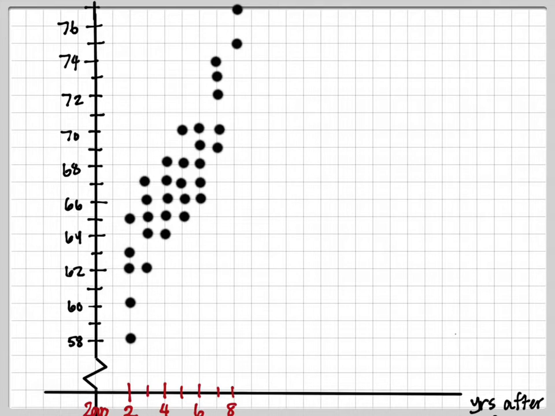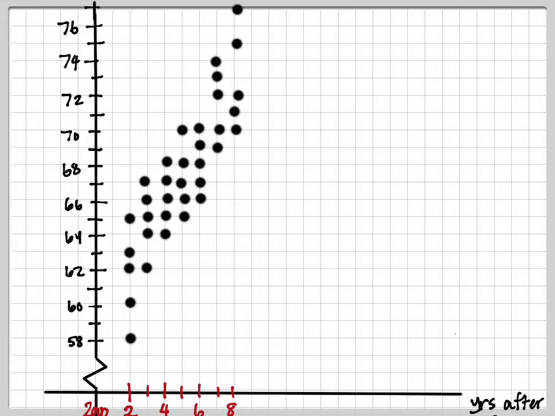72. These are quite on the corners. 71 and 70. All right, it's not perfect. This is a scatter plot.